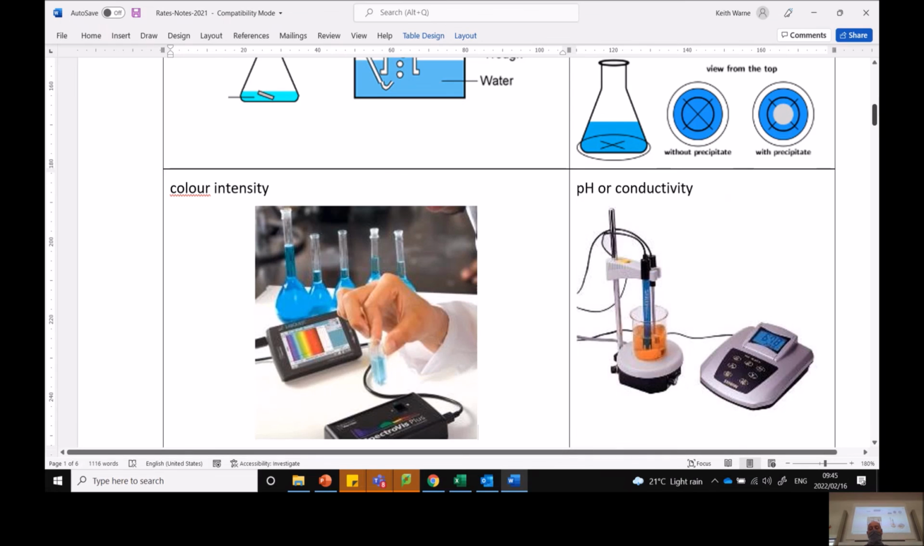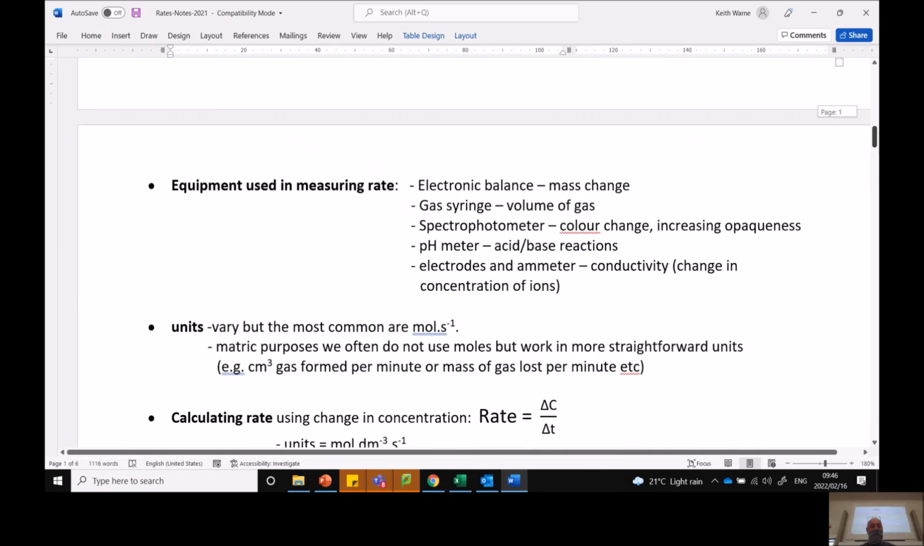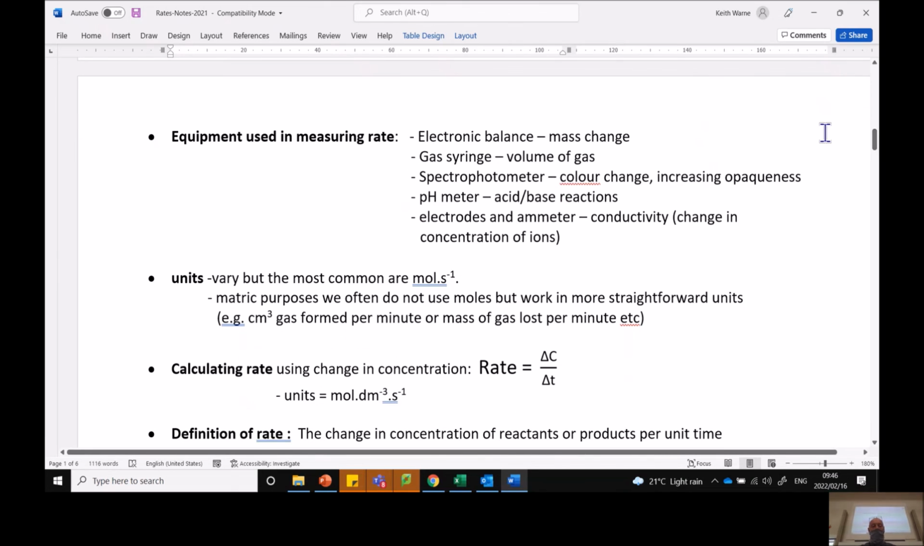pH or conductivity. If an acid in the reaction is reduced or reacted away, so it's no longer acidic, then the pH will change. So you could use a pH meter to represent how fast the reaction is going. All right, different equipment that is used, that's just the names of them.